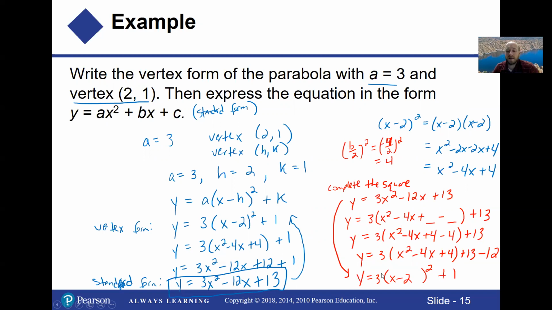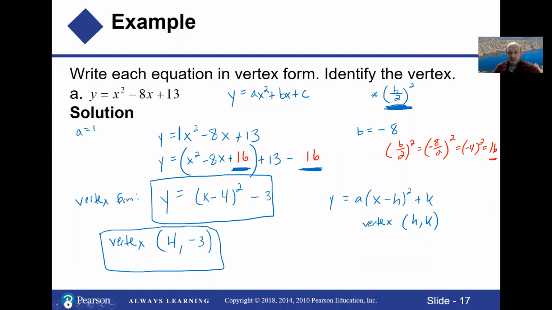I know I went a little bit fast there, but try to look through some of the steps. And we will work more on completing the square during the next section.